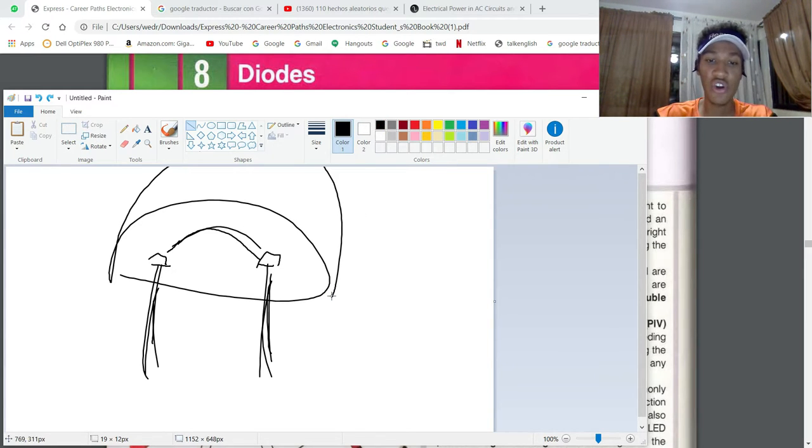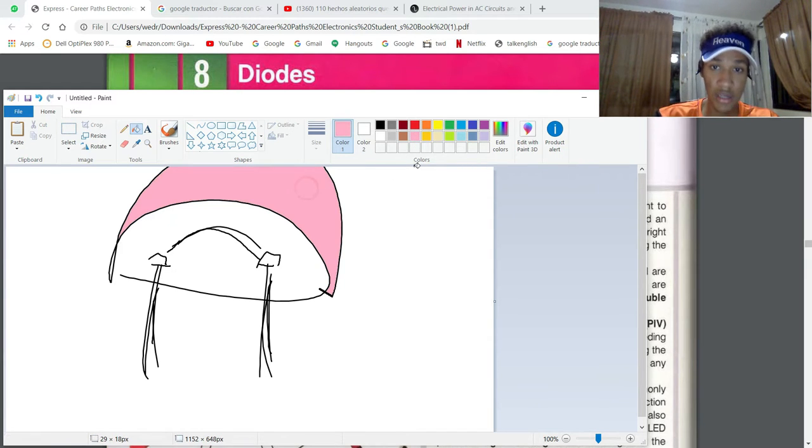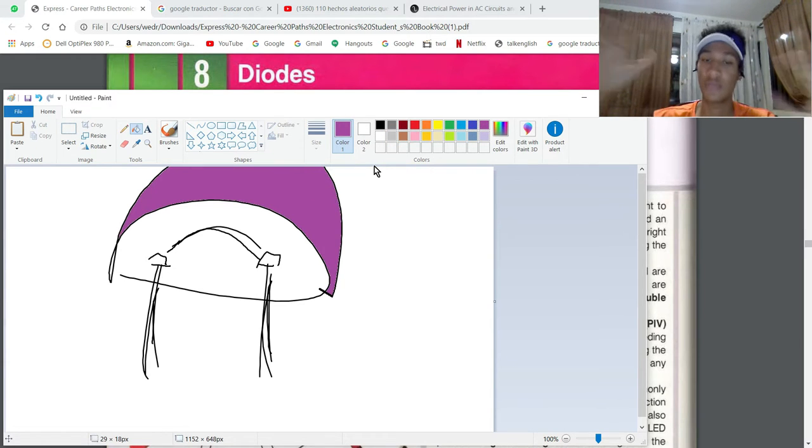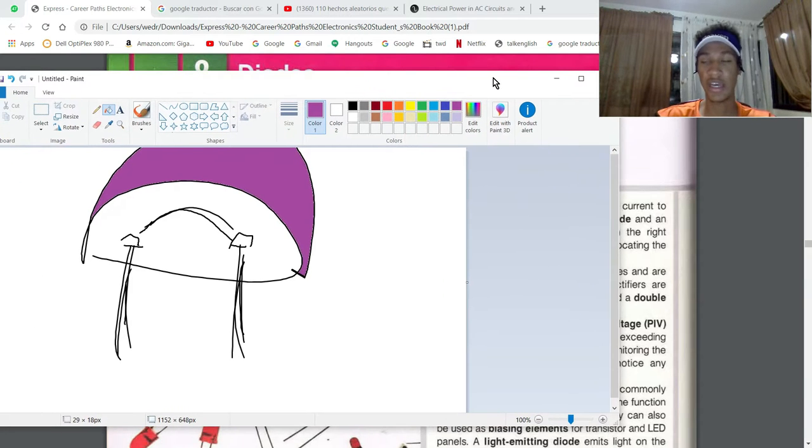I put color in a crystal, so when the electron jumps, the light is green, for example, or pink, or, I don't know, purple. So that is the function of the LED. But you have a diode. This is a diode.